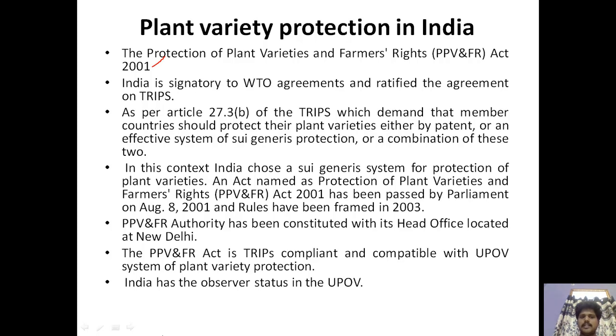So as per Article 27.3(b) of the TRIPS, which demands that member countries should protect their plant varieties either by a patent or by an effective sui generis system, or they can also opt for a combination of these two. So in this context, India chose a sui generis system for protection of plant varieties. Sui generis means a system of its own. So we evolve our own system of protecting our plant varieties.